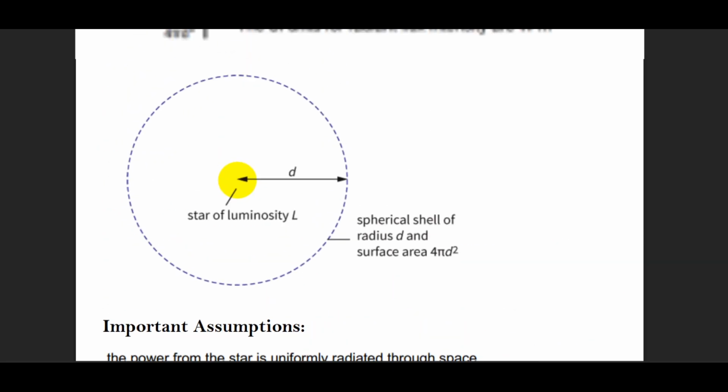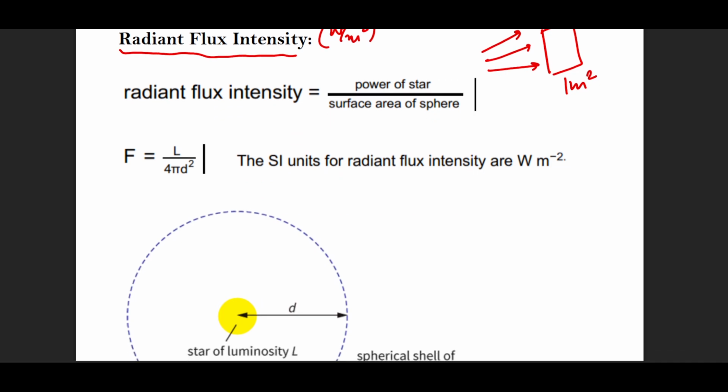Okay. Now, this formula suggests that if we know the luminosity of the star, and we divide it by the surface area, which is derived from the area of the sphere, right? But how it actually comes to this point is not a part of the course. We're just going to use this formula to find out the radial flux intensity.